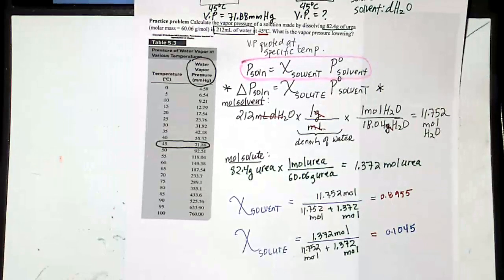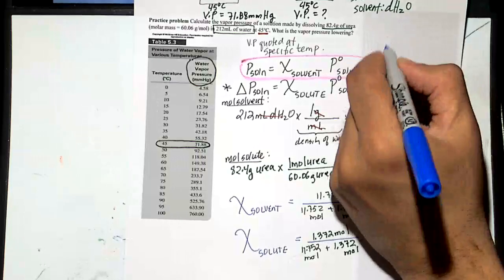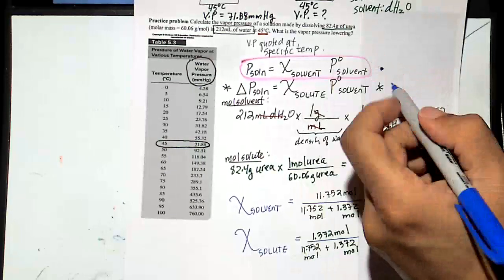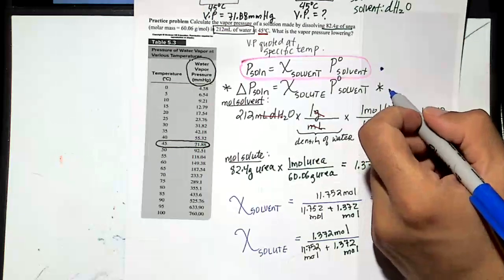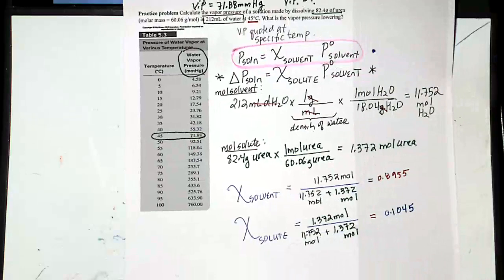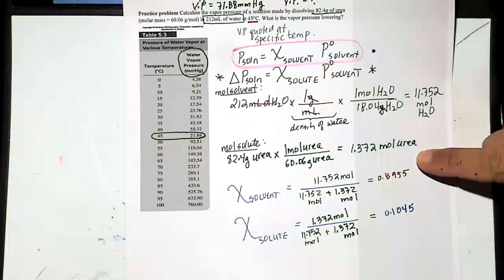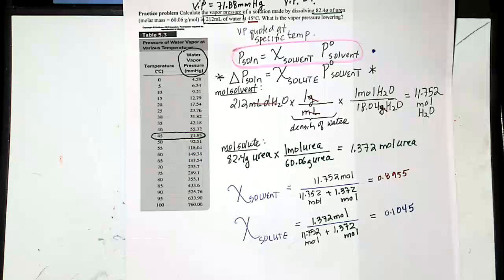All right, let's plug in our equations here. So this is the equation that I'll give you for the test, but I just want to show you that you can also use this equation. So the mole fraction of the solvent is going to be 0.8955.